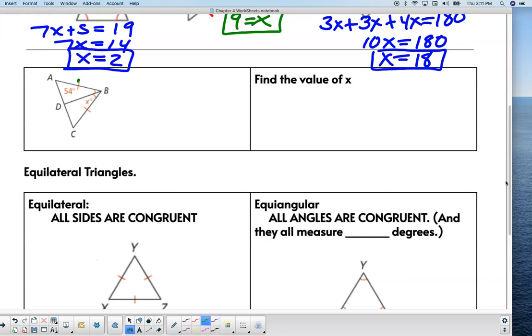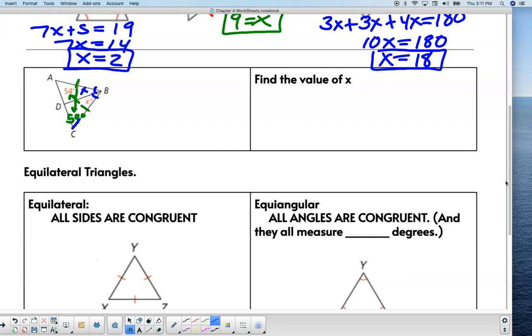Please notice that I have these sides are congruent. So therefore, the angles opposite those sides have to be the same. This must be 54 degrees. Also, I am provided these arcs, tick arcs. That means that this and this are the same.